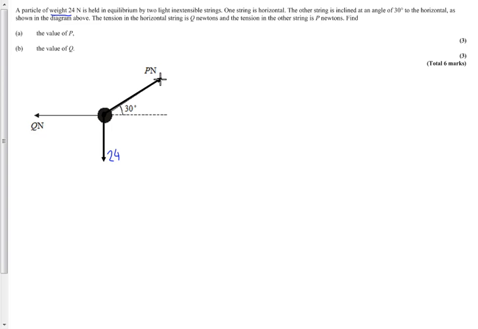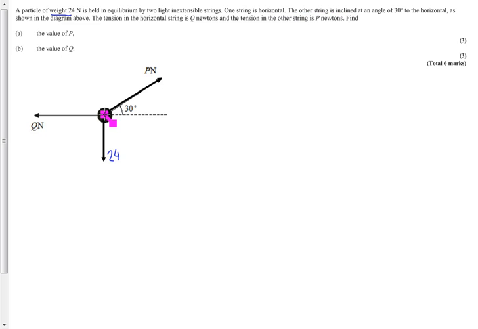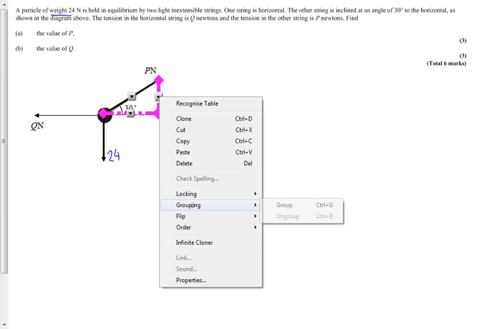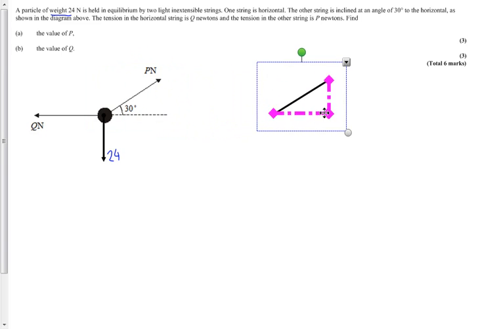P newtons up here, which we can break into its horizontal component acting along in the positive x direction and a vertical component acting in the positive y direction. So now if we put all those things together, I can analyze this force in the force triangle. It makes it a little bit easier.